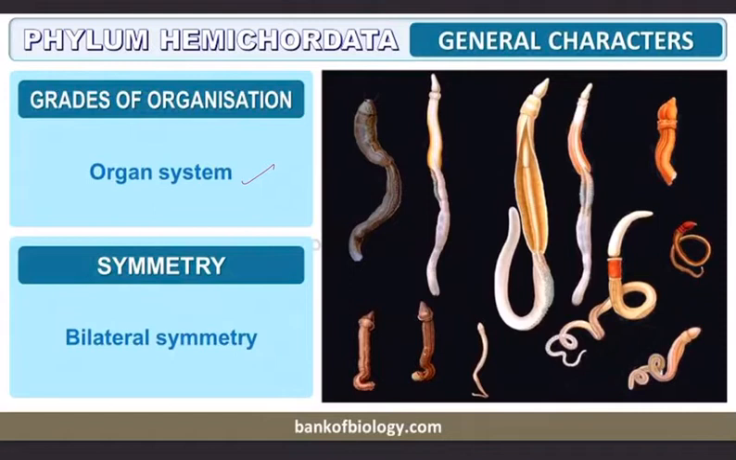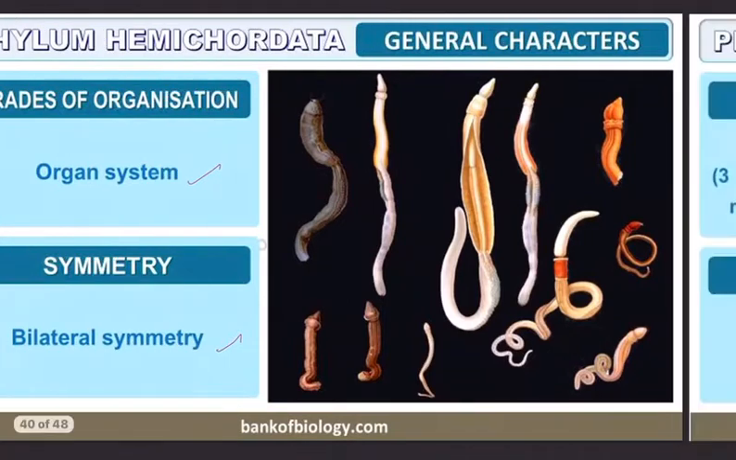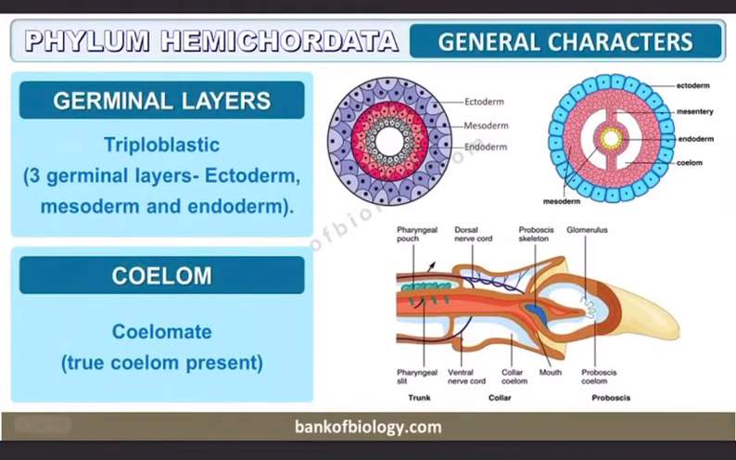Hemichordata was earlier considered a subphylum of Chordata. Like chordates, it has pharyngeal gill slits. So gill slits are present. What about grades of organization? It is organ system level, meaning digestive system, respiratory system, circulatory system. And symmetry is bilateral symmetry. Bi means two, lateral means sides. When we cut the animal from top to bottom at a particular angle, you get two equal halves. That is bilateral symmetry.